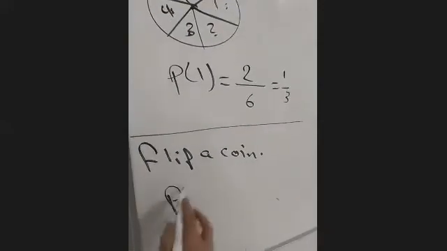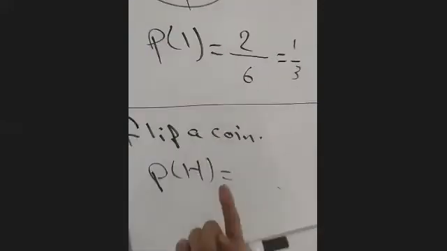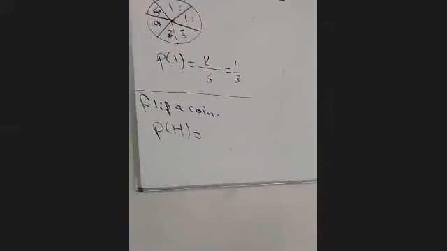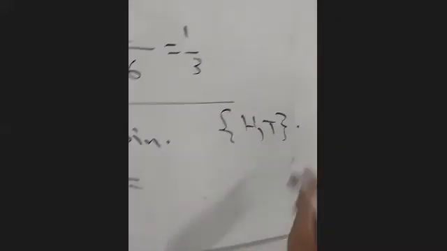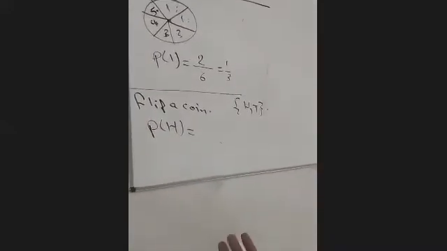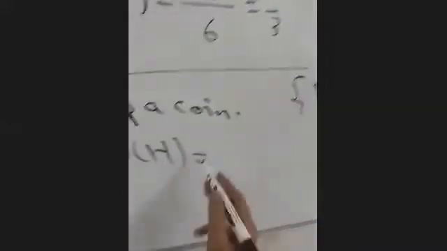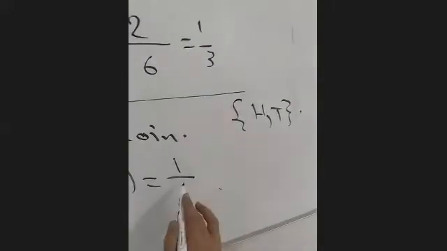For example, if we flip a coin, what is the probability to have head? If we flip a coin once, either you have head or tail. So what is the probability to have head? How many heads we have? 1 over the total 2. So it is half.